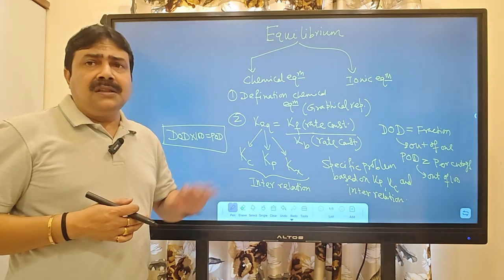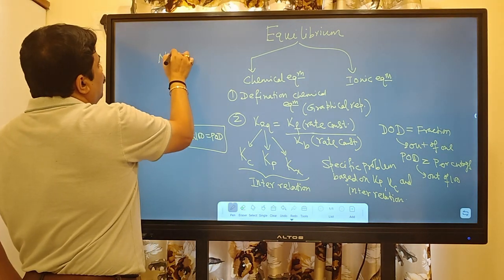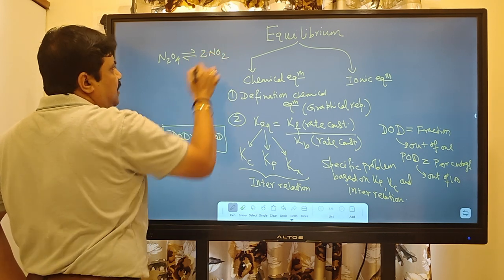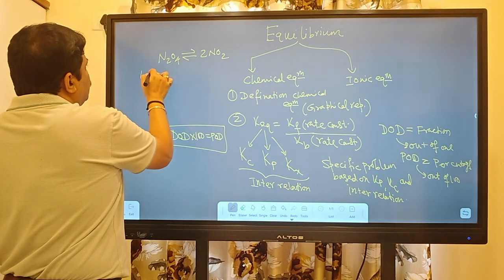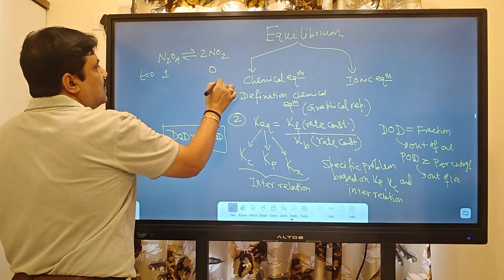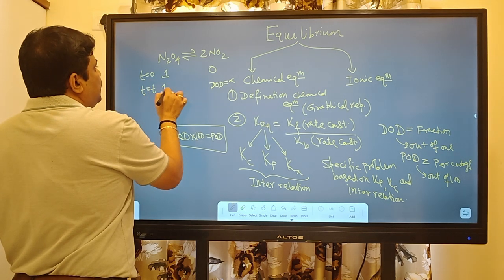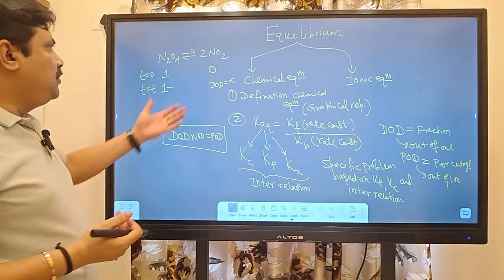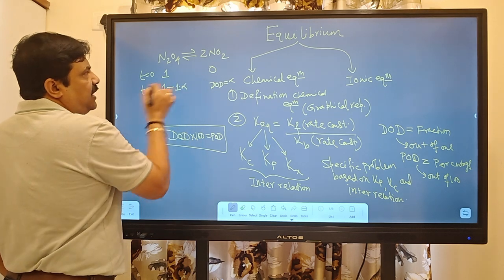So now, based on that, a related problem. Suppose you have a reaction like this, N2O4 is converting to 2NO2. Whenever they are not mentioning anything, always take the initial number of moles as 1. That means when time t equals 0, it was 1 and 0. Then my DOD is alpha. When time t equals t equilibrium is reached, how much dissociates? Out of 1 mole, how much will dissociate? I told you DOD means out of 1. So out of 1, how much dissociates? 1 into alpha. That means 1 minus alpha.